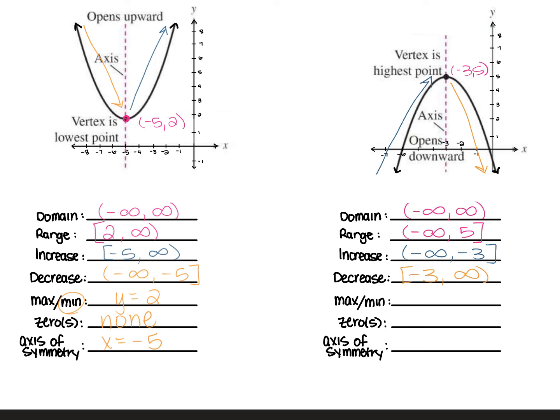Our vertex is our highest or our lowest point. It's our highest, so we have a maximum at y is equal to 5. Next, we have zeros where? Our line goes through our x-axis here and here. So we're going to call this -6 and 0. Your axis of symmetry has the x value from your vertex, so x is equal to -3.